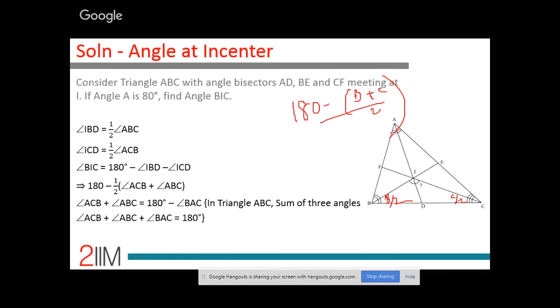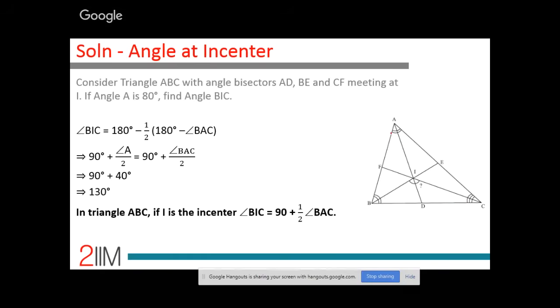What is B plus C? 180 minus A. Plug that in, you're done. So it is 180 minus (180 minus A) by 2, which finally results in 90 plus A by 2. So if the top angle is 80, the angle here would be 90 plus 40, 130.